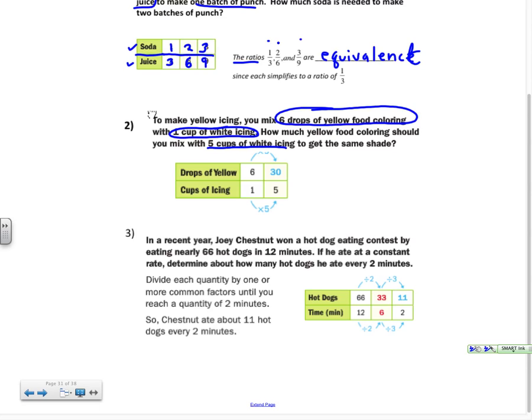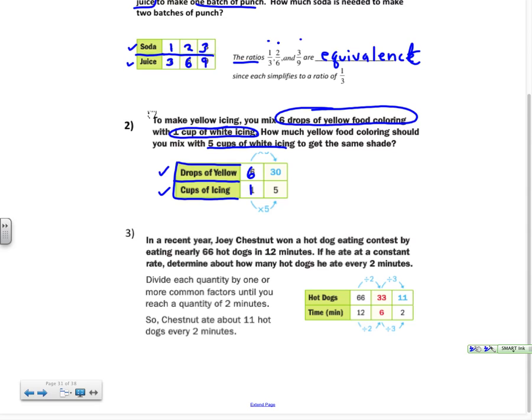So in our ratio table, we will indicate what 2 different quantities are being compared. And let's name them, because when we get into word problems, it's really important that we know what we're comparing and know which numbers match those words. So we have drops of yellow food coloring, which is 6, and we have cups of icing, which is 1. So the ratio starts as 6 to 1.